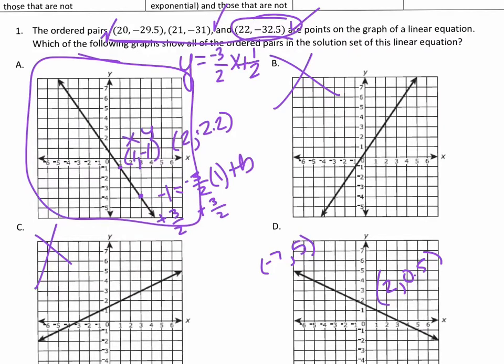The other way you could have done this is just found the slope of the 2 points. If I found the slope of 22, negative 32.5 and 20, negative 29.5, I would have found that that also would have been negative 3 over 2. So then I would have known that they had the same slope, which is different than D's slope.